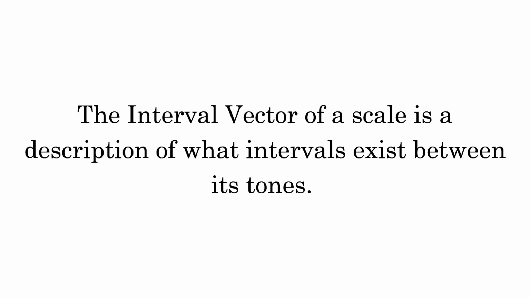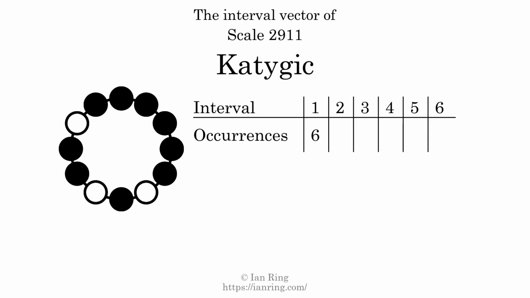The interval vector of a scale is a description of what intervals exist between its tones. There are 6 intervals with the size of 1 semitone. They are here, here, here, here, here, and here. There are 7 intervals with the size of 2 semitones. They are here, here, here, here, here, here, and here. There are 7 intervals with the size of 3 semitones. They are here, here, here, here, here, here, and here.